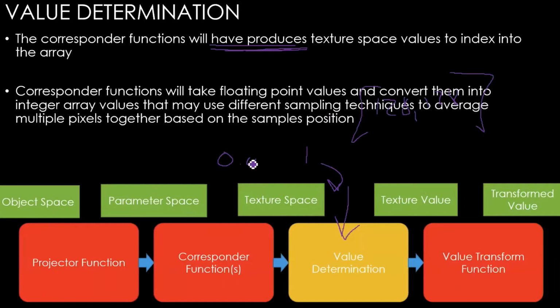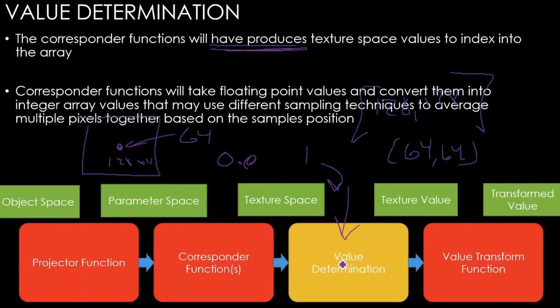So for instance, in this case, if we were sampling, let's say this is our image and we want to sample right here, that is 0.5, 0.5. The image is 128 by 128. 128 times 0.5 is what? 64. So now I know I can index into 64, 64 into my array to grab that value.